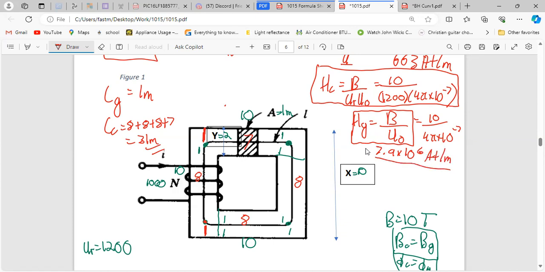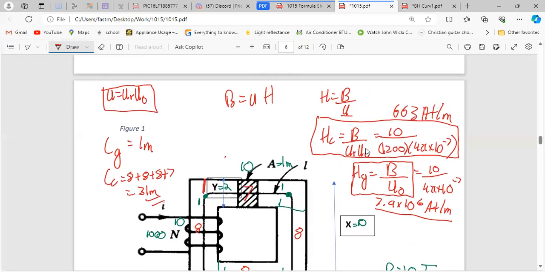So we can clearly see the difference. This one is 663. This one is 7.9 by 10 to the 6, that is 7.9 mega ampere turns per meter. This is negligible compared to this. So your MMF really depends on the air gap. From the time you add an air gap, your MMF will go straight up.